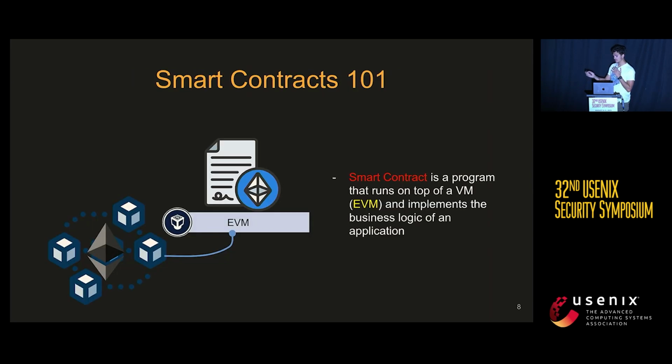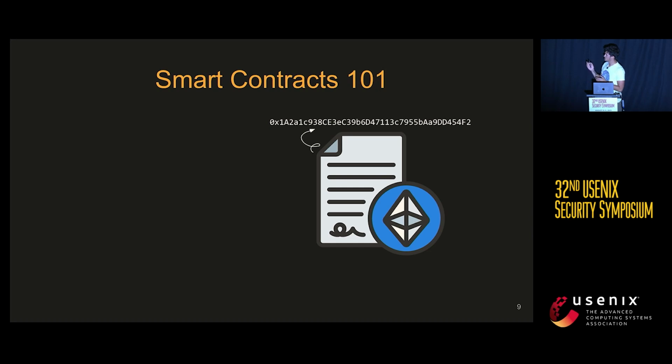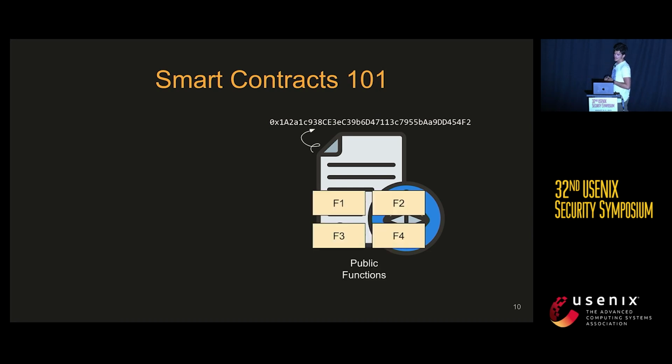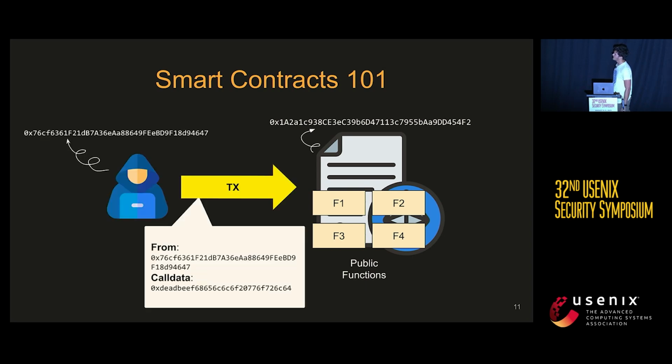Briefly, smart contracts are programs that run on top of a virtual machine. In Ethereum, they run on top of the EVM, and they implement the business logic of an application. Every smart contract is associated with a unique address and exposes a set of public functions implementing that business logic. Users can interact with a smart contract by sending transactions, and they are also associated with a unique address.